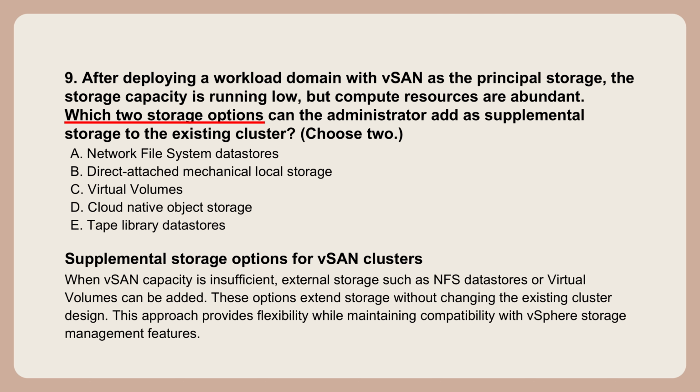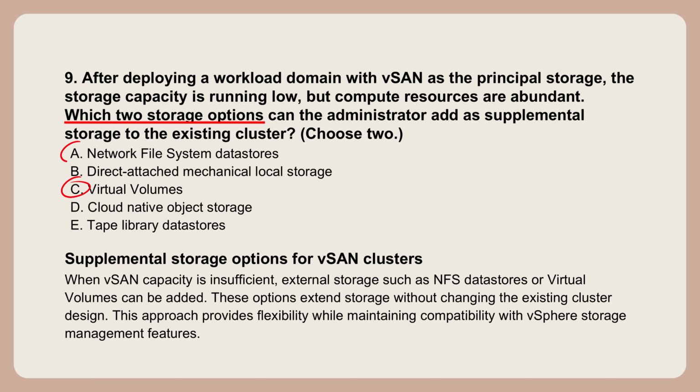The two correct answers here are A, network file system or NFS data stores, and C, virtual volumes, commonly known as vVols. Okay, why those two? Well, VCF recognizes that vSAN is your primary high-performance storage, but it allows you to cleanly mount external NFS arrays or vVols to the host to absorb extra capacity needs. Oh, so you don't have to buy more expensive compute nodes just to get their drives.